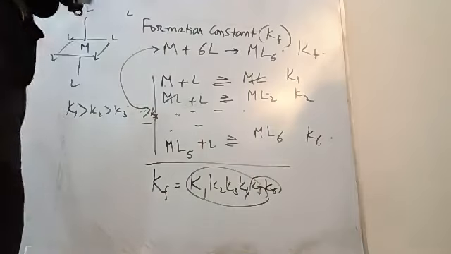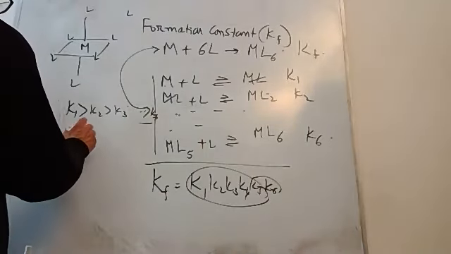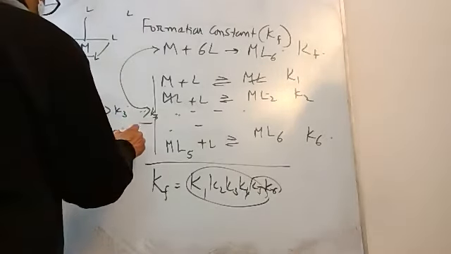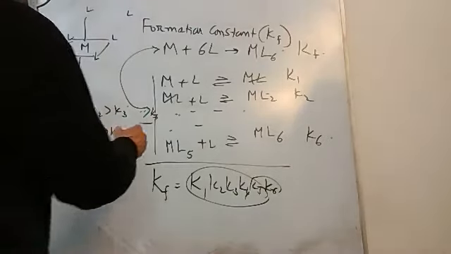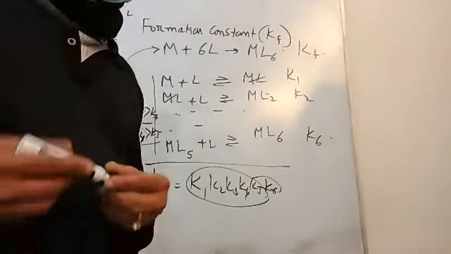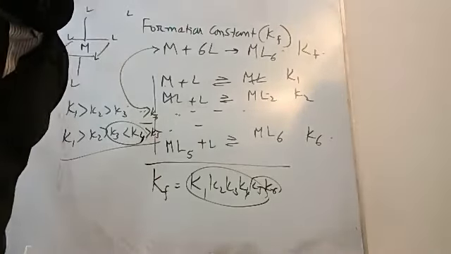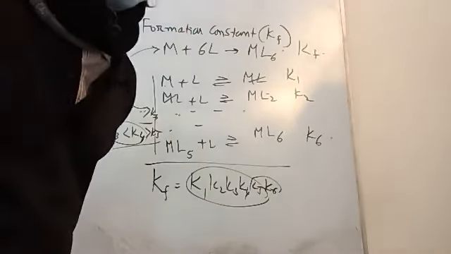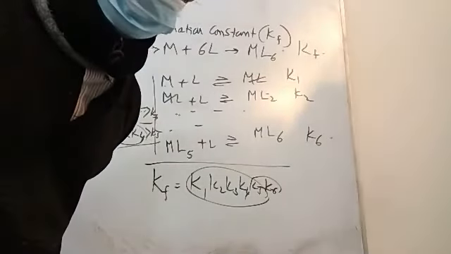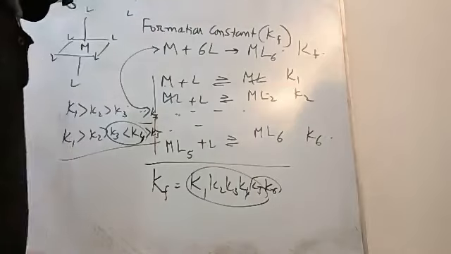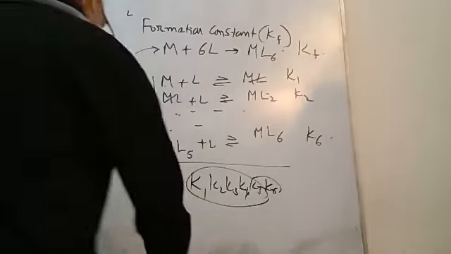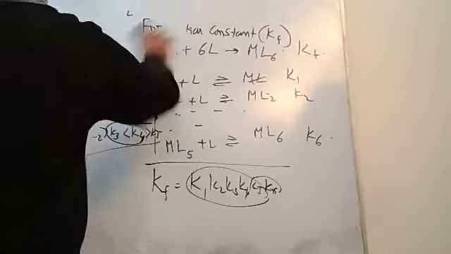But in some cases, what happens is K1 is greater than K2, greater than K3, and suddenly K3 is less than K4 and greater than K5. So there is a reversal of the order here. It does not happen too often, but it happens enough times that we need to be concerned about this. Let me give you an example of why there is sometimes a reversal in the formation constants.